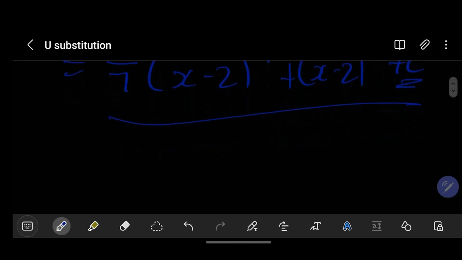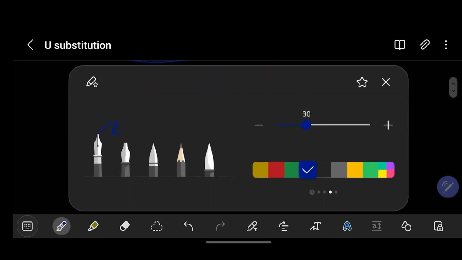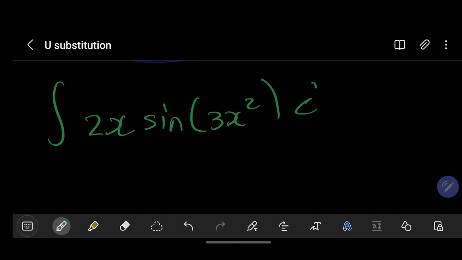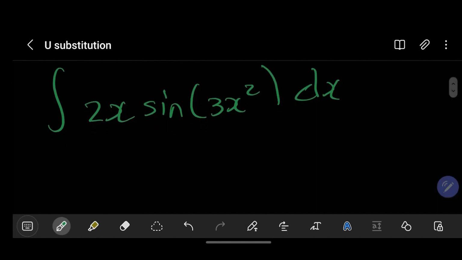So let's take a few examples of using trig. Let's take the integral of 2x sine 3x squared dx. So what are we making u in this case? Let's continue with the rule. Let's use the one that has the higher exponent. So let's make u equal to 3x squared.